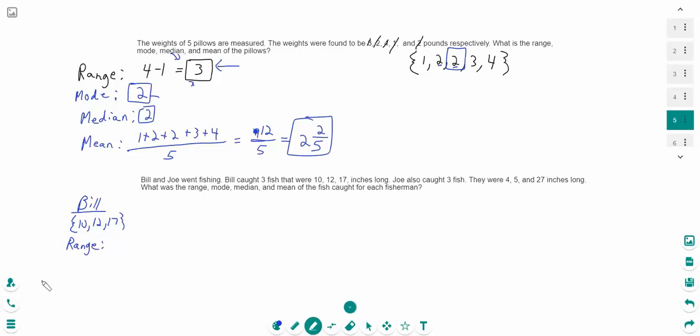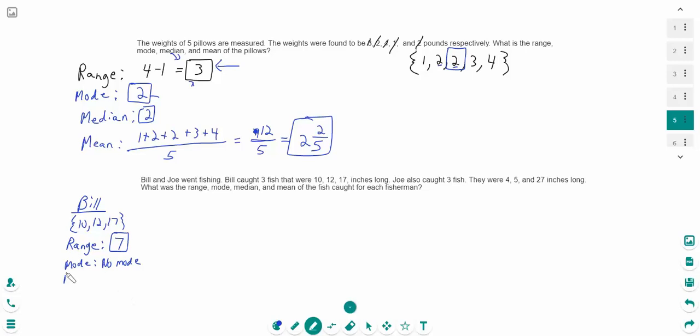The range would be what? Think about it for a second. 17 minus 10, the largest number minus the smallest number. So the range is going to be a 7. All right, and then let's talk about the mode. Well, in this case, is there a mode? No, there's not, because nothing repeats itself. So no mode. Okay, that's one example of when mode is not the best tool to use, because there isn't one.